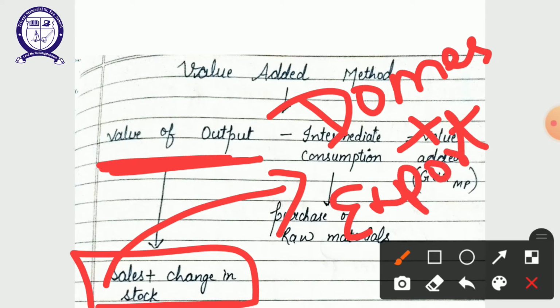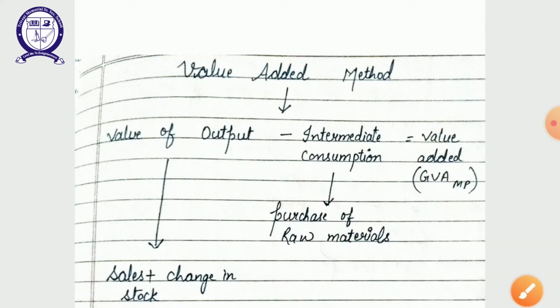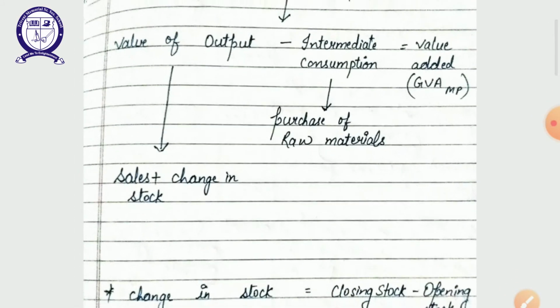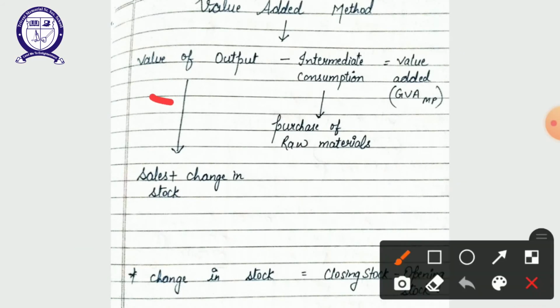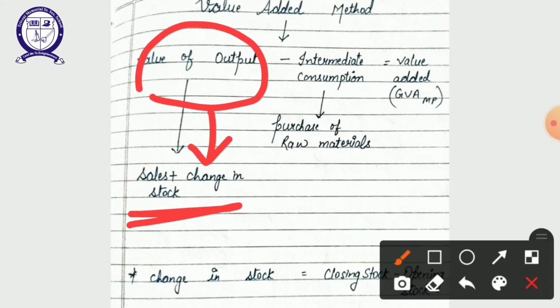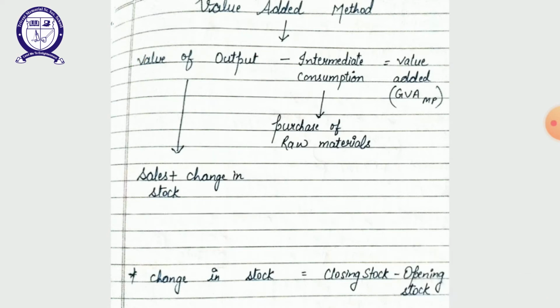If you are given only sales, then export is included in that itself. So you don't have to add exports again. And if you are given domestic sales, then you have to add on the export also. Then value of output means sales and change in stock. Now what is change in stock? Change in stock means the difference between closing stock and opening stock.